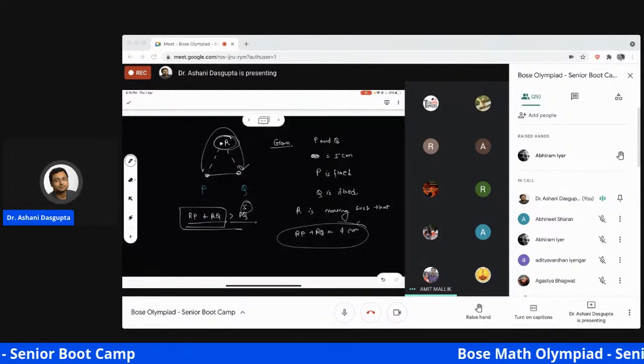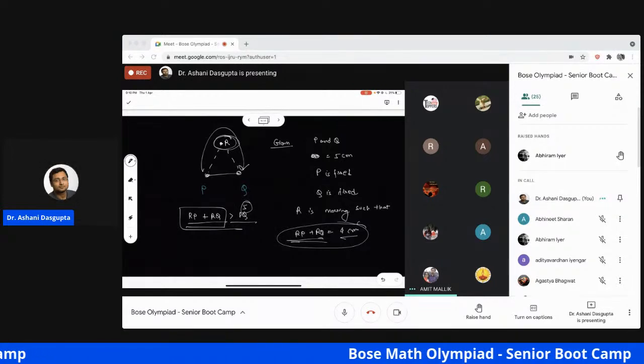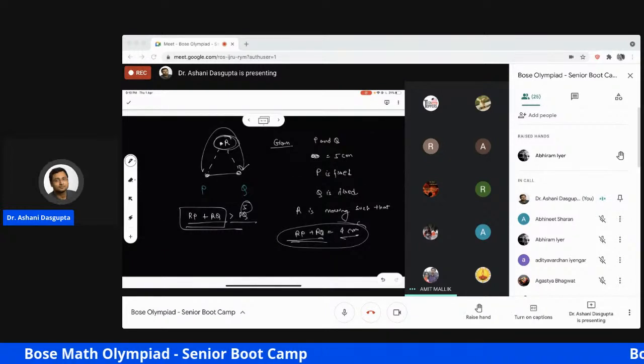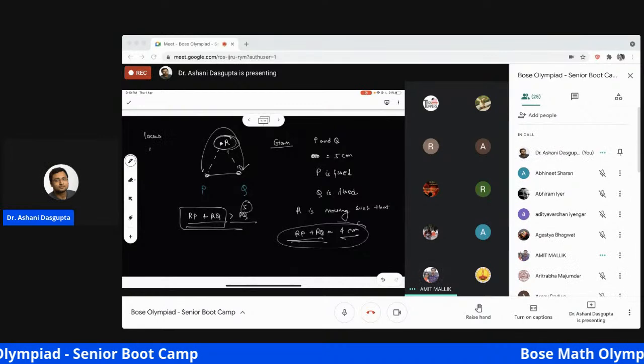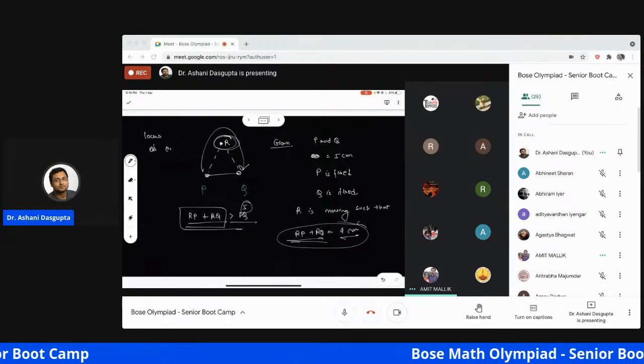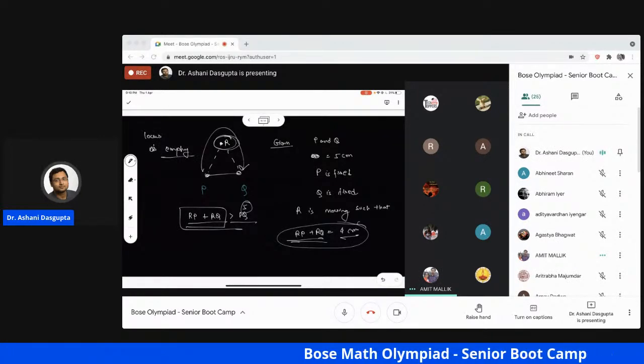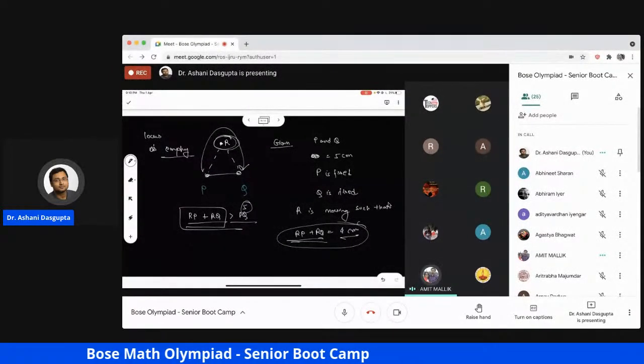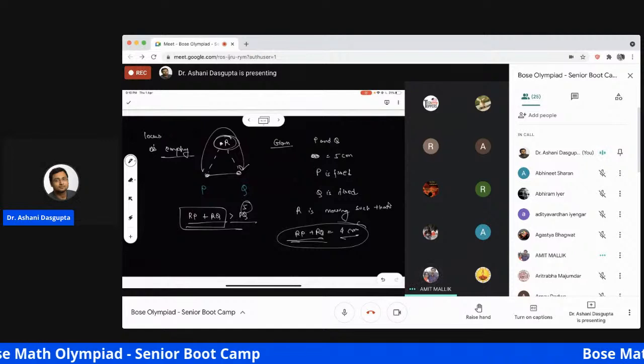But we are told that RP plus RQ is 4. So there is no such point R which works. So the locus is empty. That means there is not even one point which has this property. Okay, due to the triangle inequality, yes.